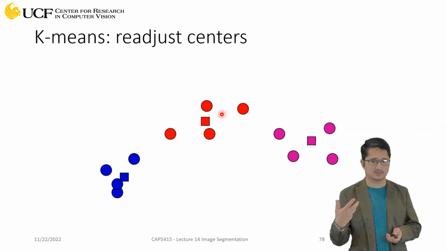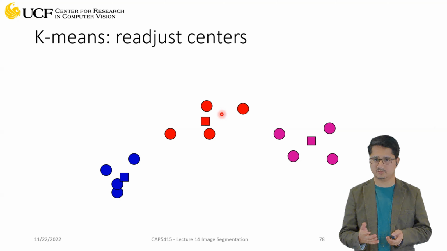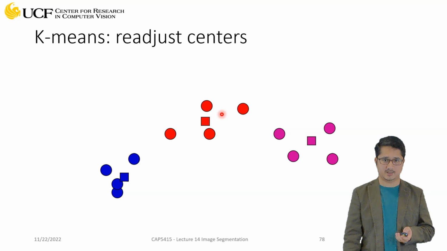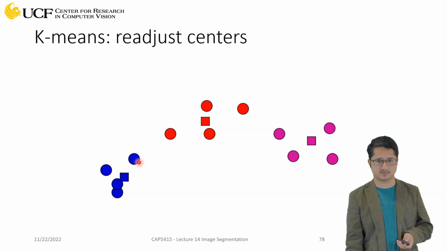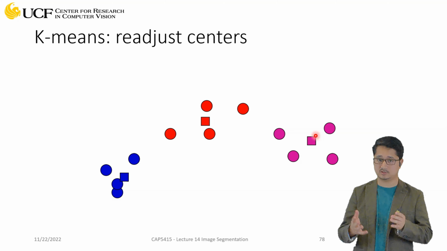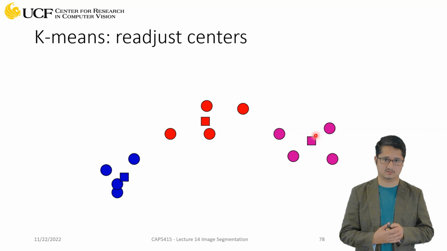And if the points are not changing, the centers are not changing, you say that, okay, we are done now. And at the end, you can see that you have 3 different clusters, the blue one, the red one, the pink one. And you can say all these points belong to one category, which is blue. This belongs to red category. This belongs to pink category. And this was completely unsupervised. Okay.